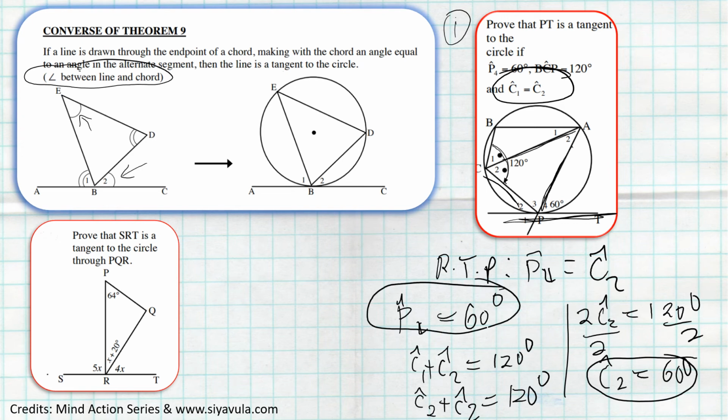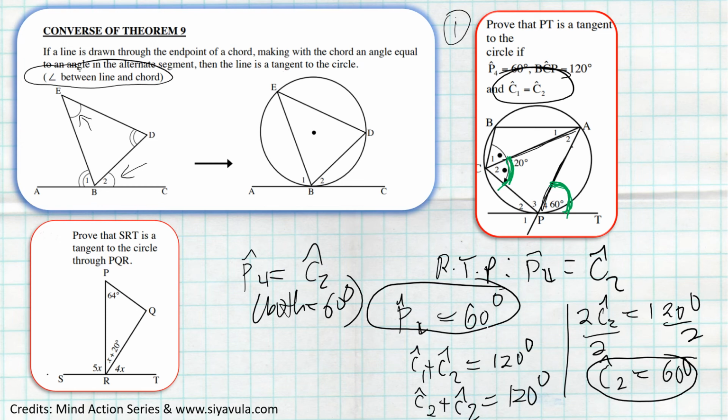So we can deduce that P4 is actually the same as C2, because both of them are equal to 60 degrees. What does this imply? If P4 is equal to C2, what does it mean?